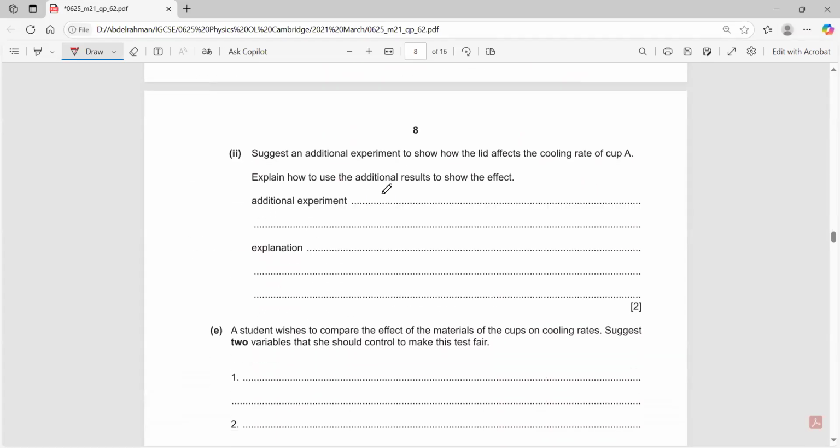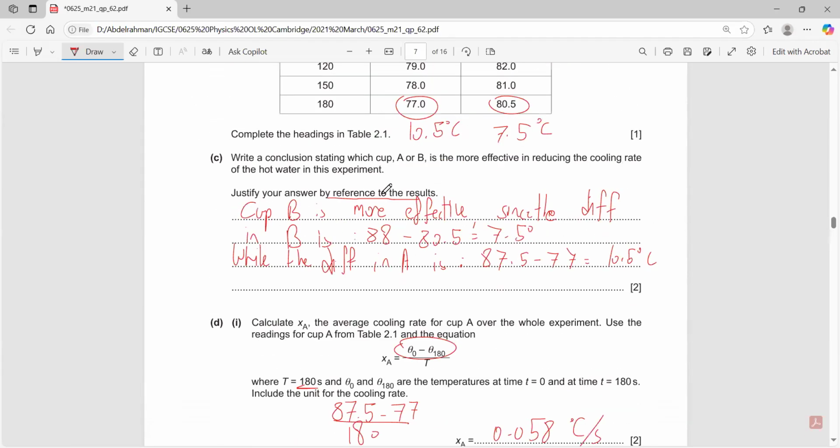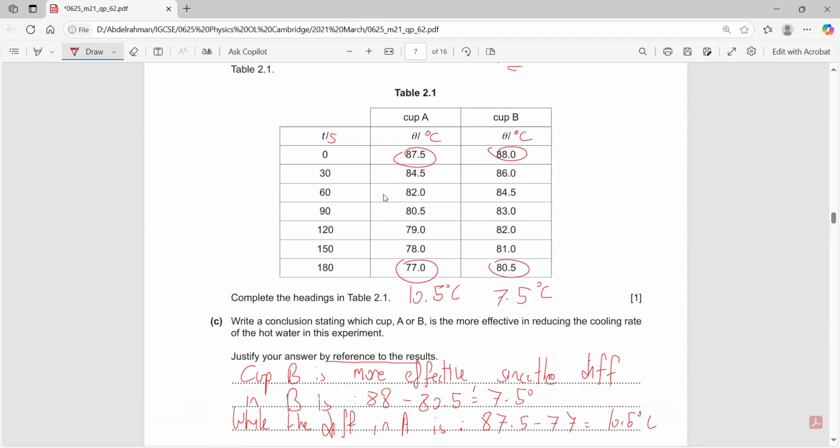Suggest an additional experiment to show how the lid affects the cooling rate of cup A. Explain how to use these additional results to show the effect. How can I conduct a further experiment? By repeating the same experiment but without the lid. Why? Because I need to compare. Does the lid actually affect the rate of cooling or not? And then we have to find the difference between these two cooling rates.